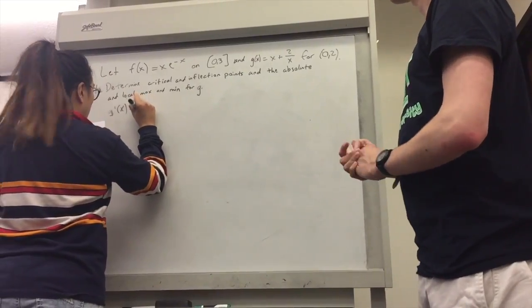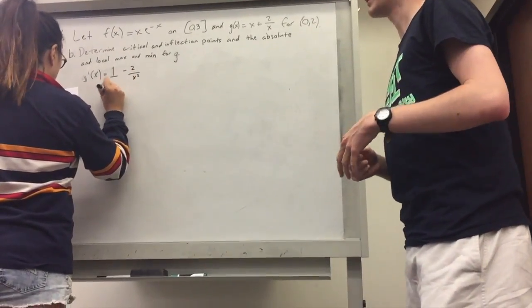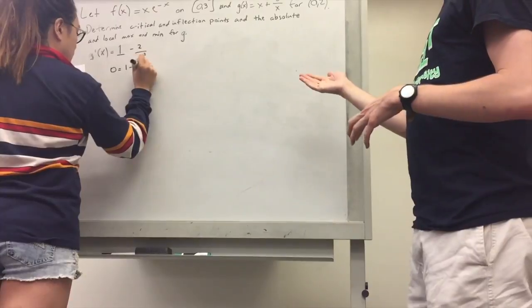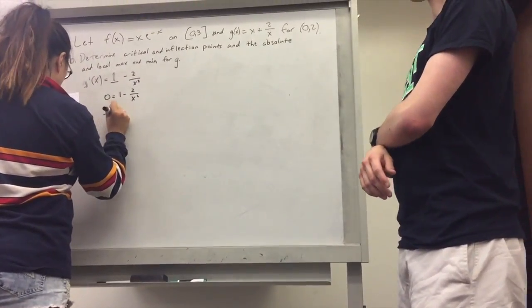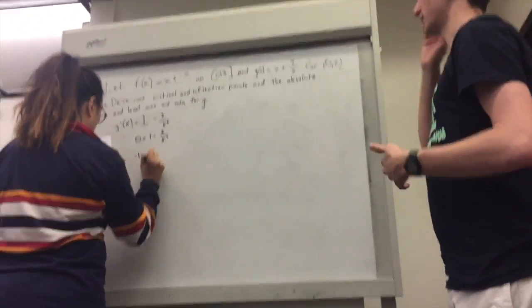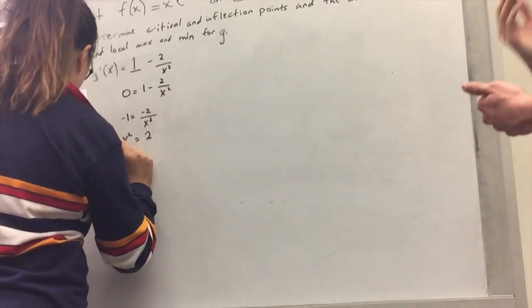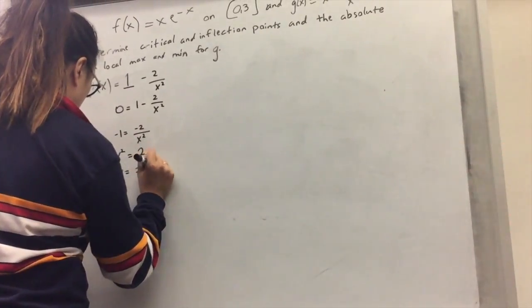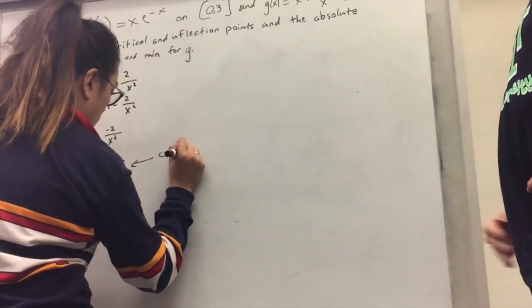Okay, so for this problem, we're trying to determine the critical and inflection points and the absolute and local maximum and minimum for g, where g is defined as x plus 2 over x on the interval 0 to 2, where x is greater than 0 and less than 2. So first, we're going to find critical points by taking the derivative, which is equal to 1 minus 2 over x squared, and that is set equal to 0.